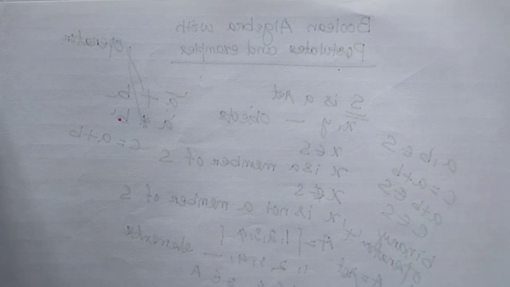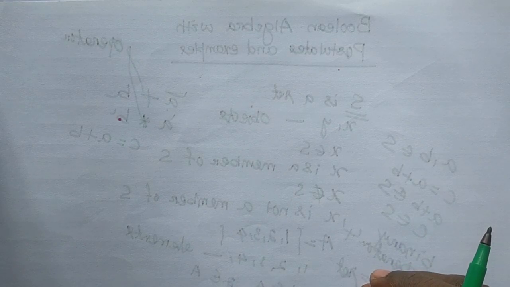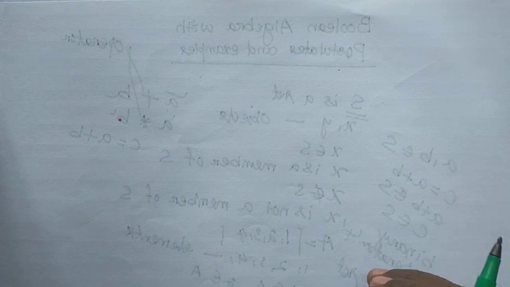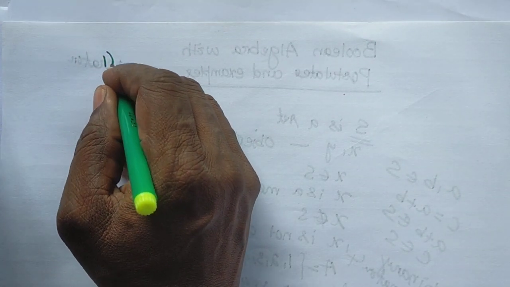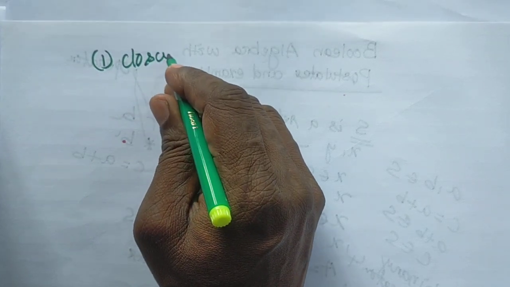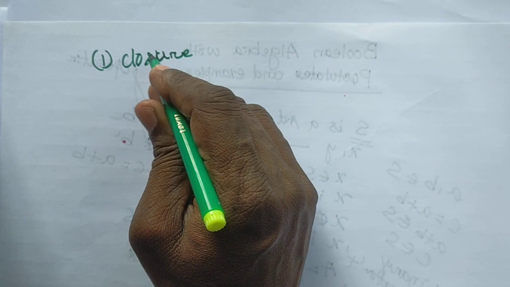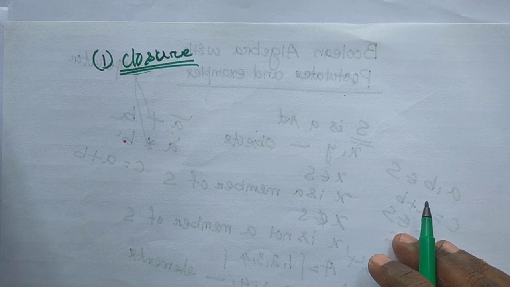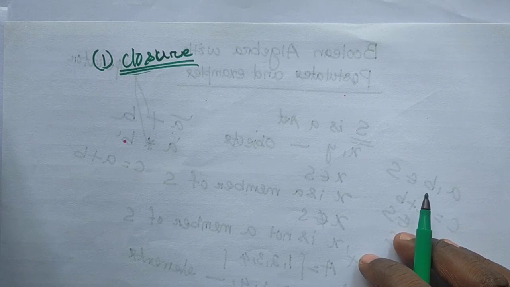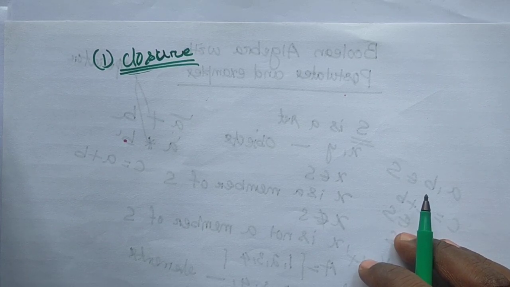Now we will discuss different kinds of algebraic structures which satisfy different categories of postulates. We will see those postulates one after another. First of all, closure. The closure property is a very simple property. Whenever we take elements of a particular set and apply an operator, if the resultant value also belongs to that set, then we can say this is closure.